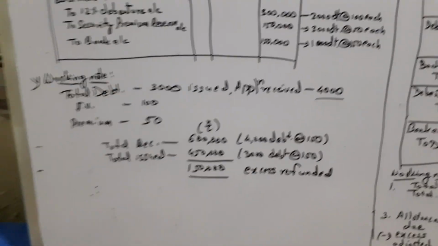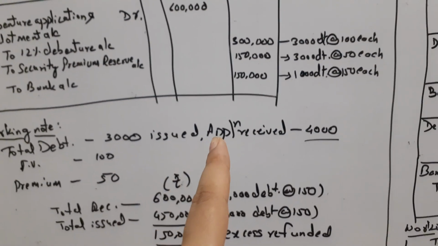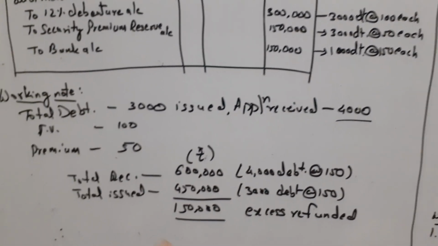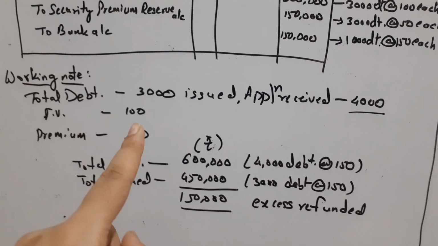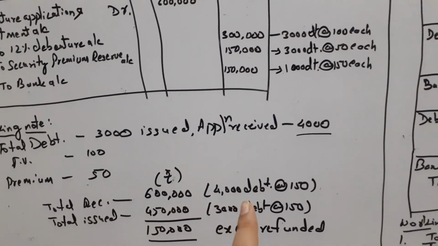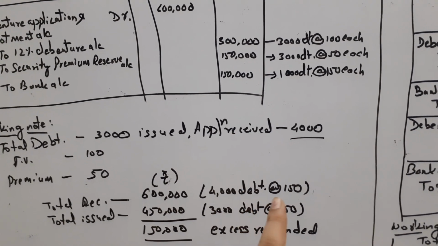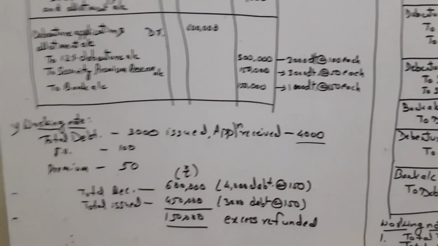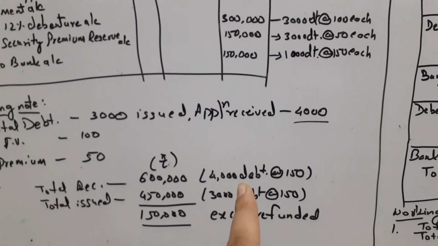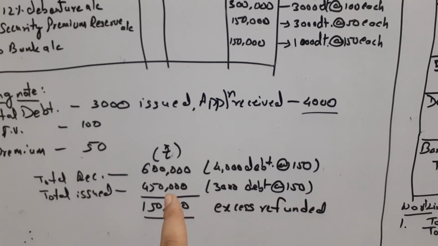Now look into the working note. Total debentures issued 3000, whereas application received for 4000. So there is an excess of 1000. So total received amount, face value is 100 rupees, premium is 50 rupees. Total received amount is 6 lakh. How? Because 4000 debentures total received, 4000 multiplied with 150. Here 150 how? Face value plus premium. Whereas total issued debentures were 3000. So 3000 multiplied with 150, that gives you 4,50,000.